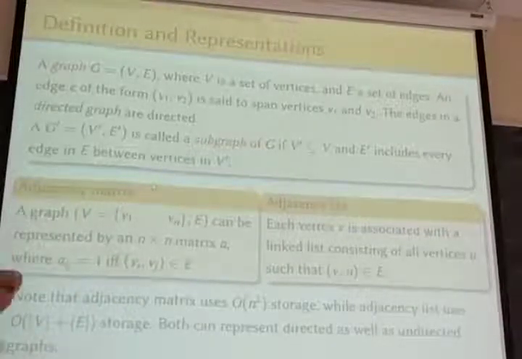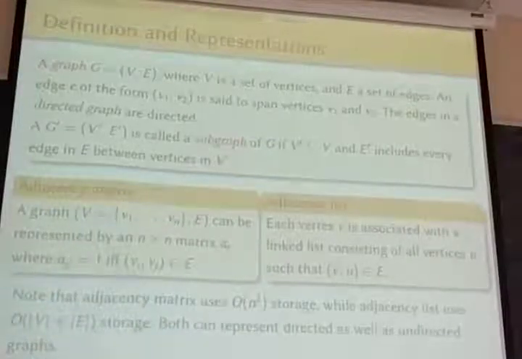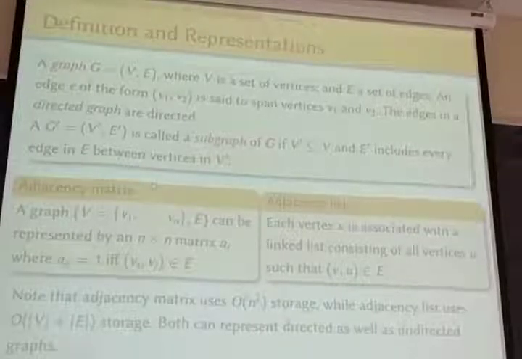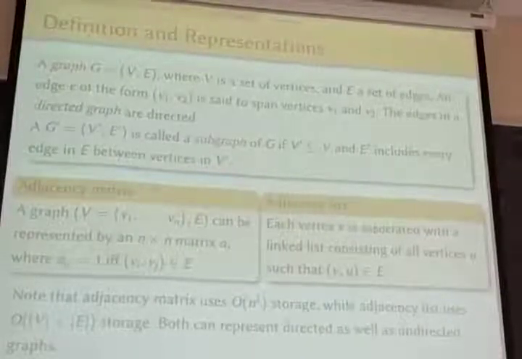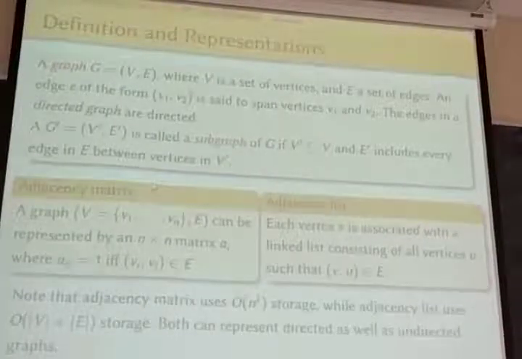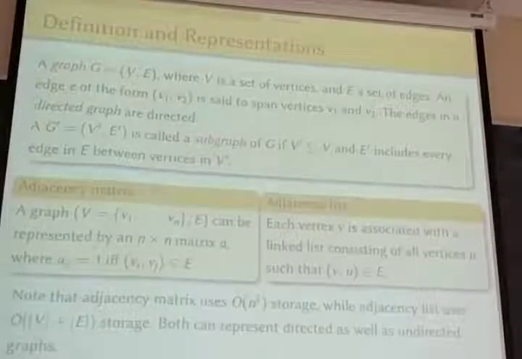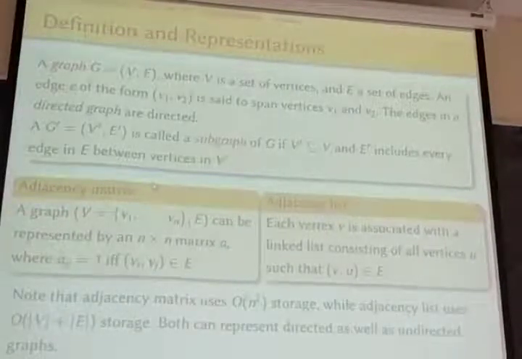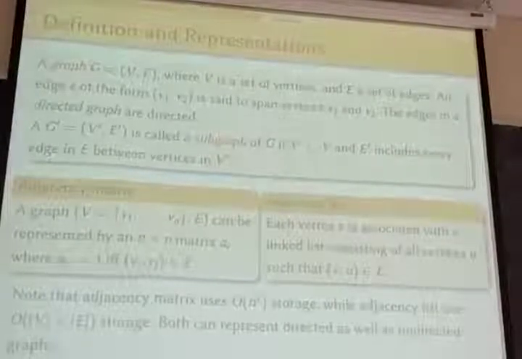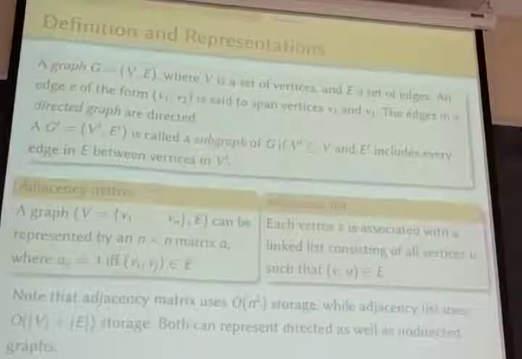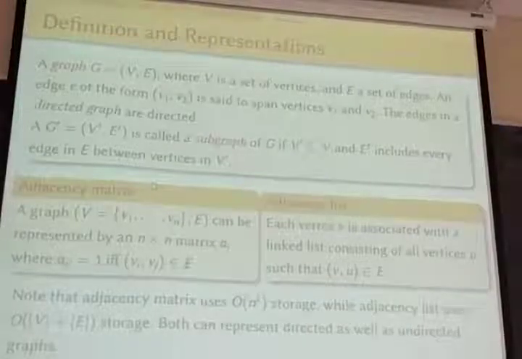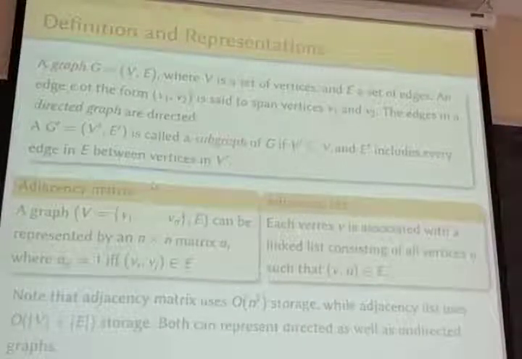An adjacency matrix uses n square storage because it's basically a two-dimensional array where each dimension is of size n. Therefore, an adjacency matrix requires n square storage, but an adjacency list requires only as much storage as the number of edges. Strictly speaking, it requires as much storage as the sum of the number of vertices and the number of edges. In practice, you think the number of edges will be more than the number of vertices in your graph. So many times we would just say O of E because we have this implicit assumption that the number of edges is larger than the number of vertices, right?